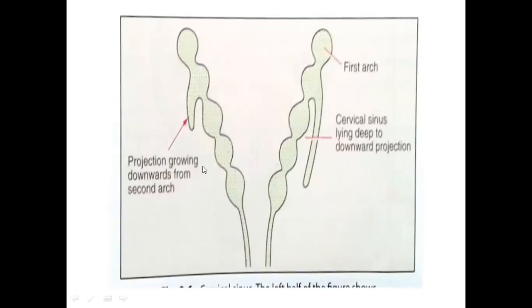And it extends downward. You can see here. So it extends downward. So this beaded appearance of this arch, this arch, this arch, it becomes plain and smooth from the outer side. That's why later on the neck becomes smooth. But a gap remains between these arches and this downward growing process, and this is called the cervical sinus. It has very clinical importance.